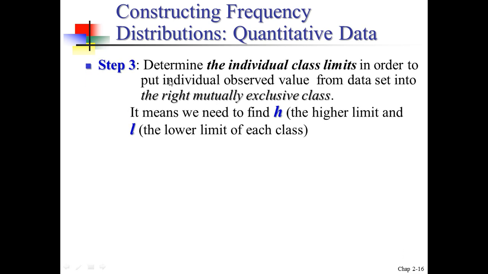Step 3, determine the individual class limits. What does it mean, class limits? Class boundary, class border, in order to put each individual observed value, data item, or observation from the data set into the right mutually exclusive classes or groups or categories. Class limit means, before you get to the class, you need a start and an ending. Your class has a start and an ending.